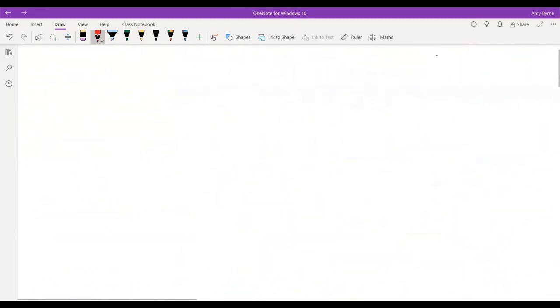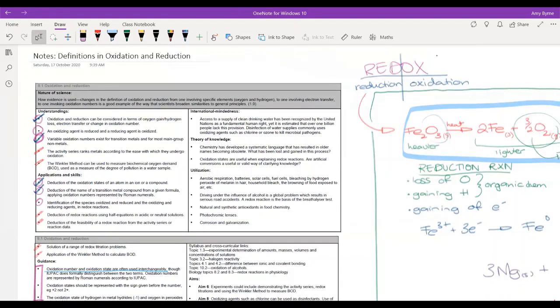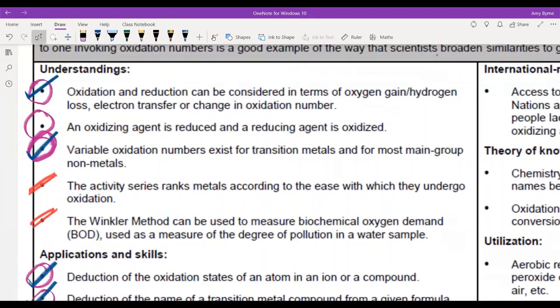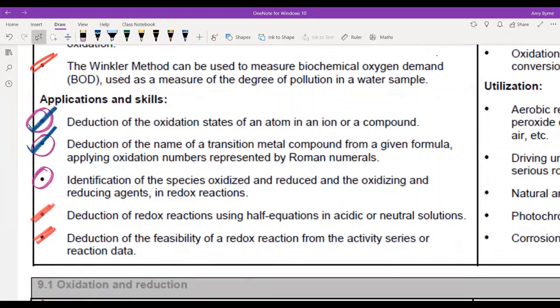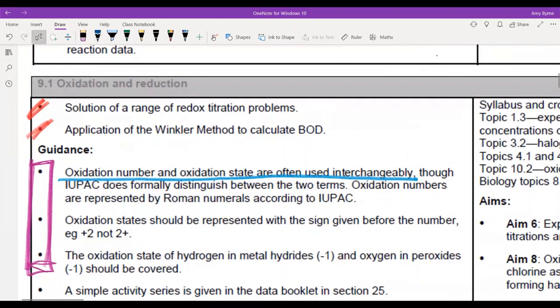Okay, let me go up and double check how we're doing against our study guide. So we have talked about what oxidizing and reducing agents do. We've talked about species oxidized and reduced and how that links to reducing and oxidizing agents. And I've talked about these.